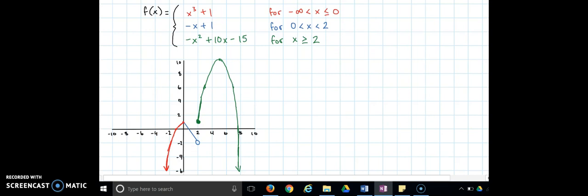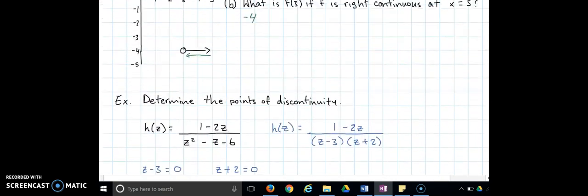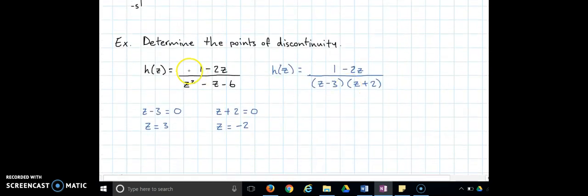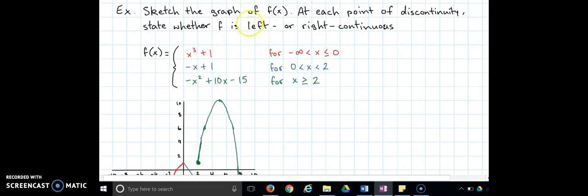As I was saying, this video has summarized how to recognize left and right continuous on graphs, to determine the points of discontinuity, and to sketch the graph when given certain restrictions. And that's it.